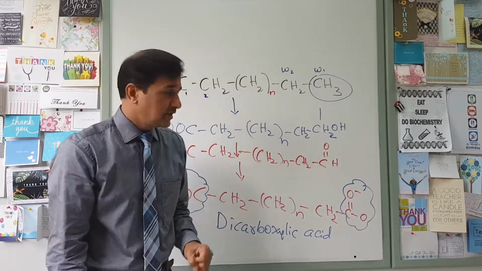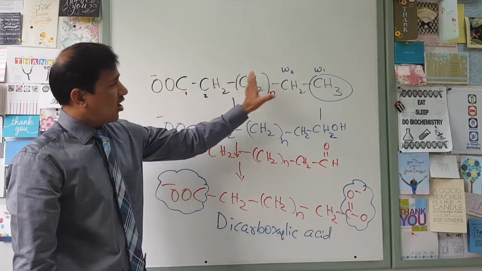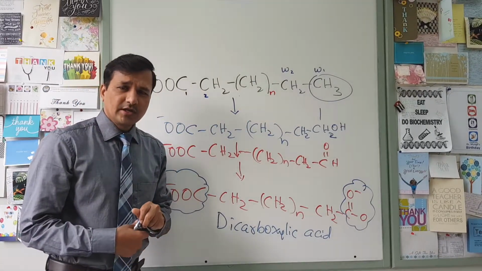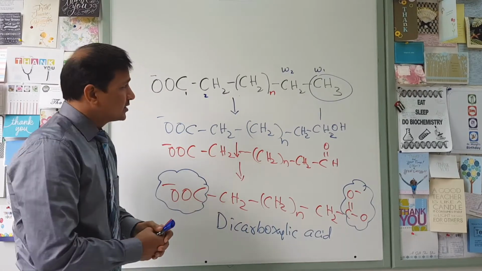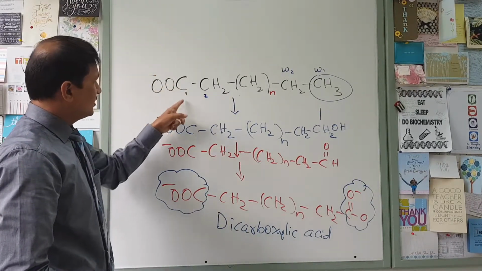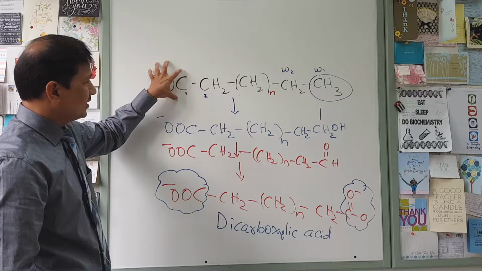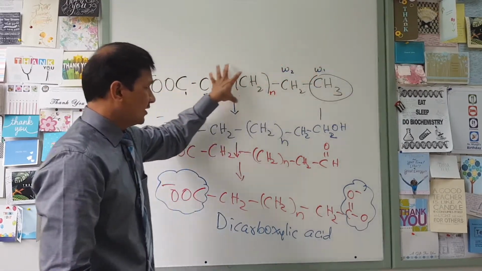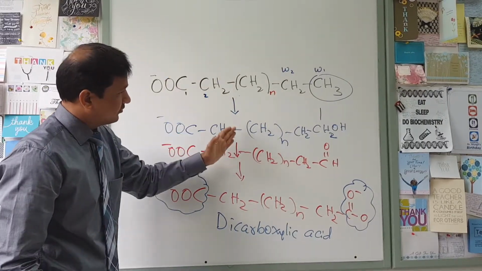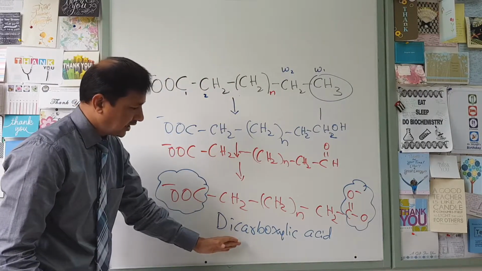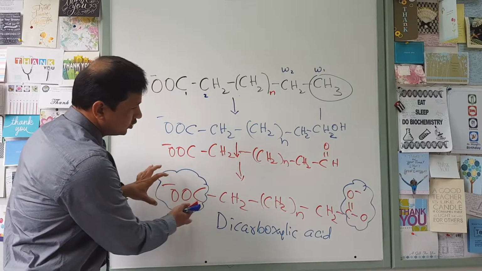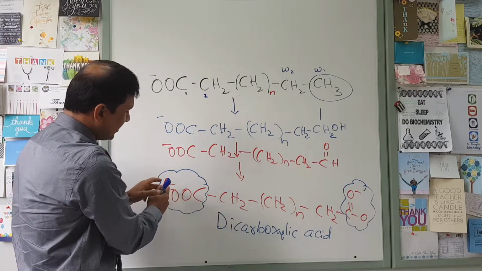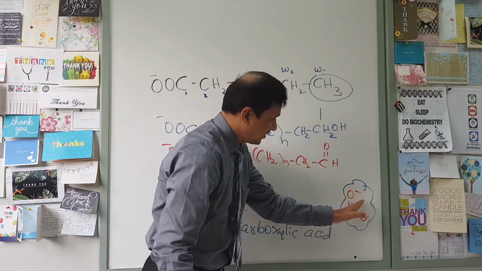Why does this happen? If this is a long chain fatty acid, long chain fatty acids are not soluble in the water that's in the blood. Because it has only one carboxylic group here, which is an anion, all the other part is hydrophobic. Now if you convert this fatty acid into a dicarboxylic acid, you have two carboxylate groups. That means you have COO minus with one negative charge and another COO minus here.